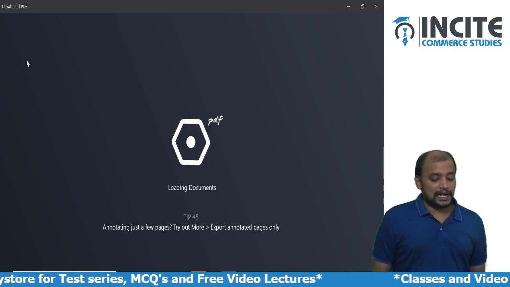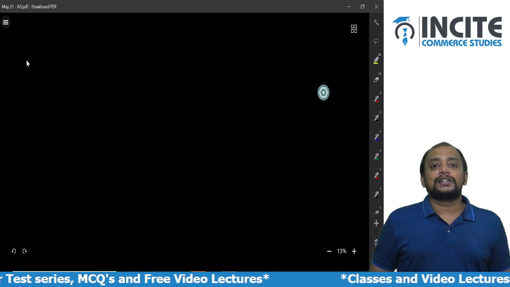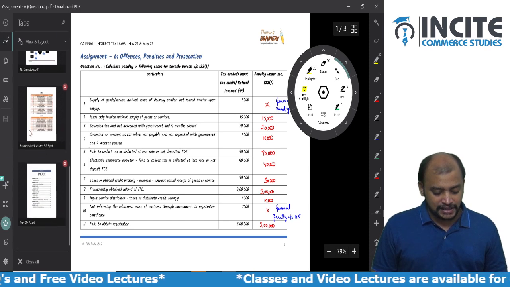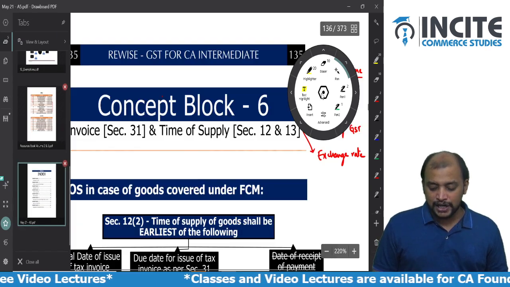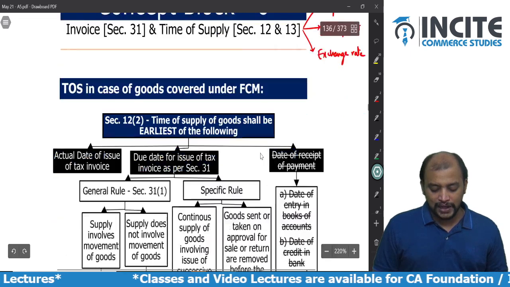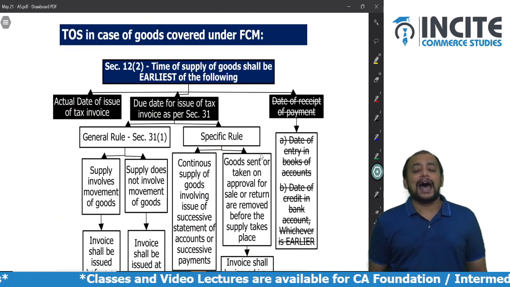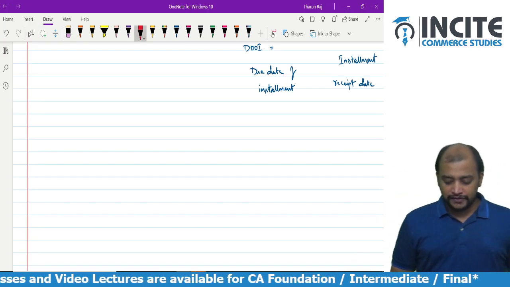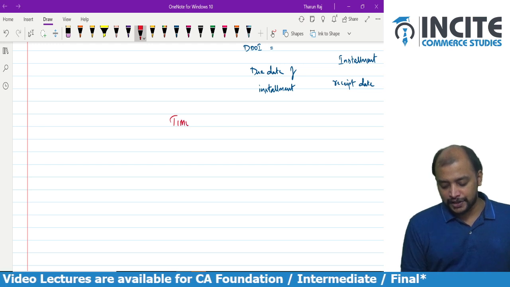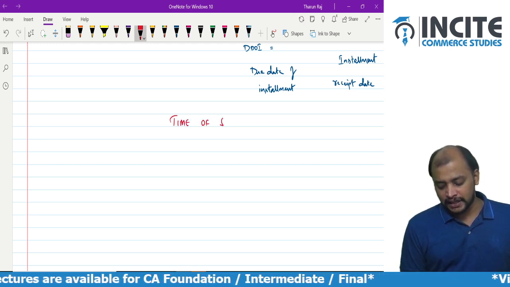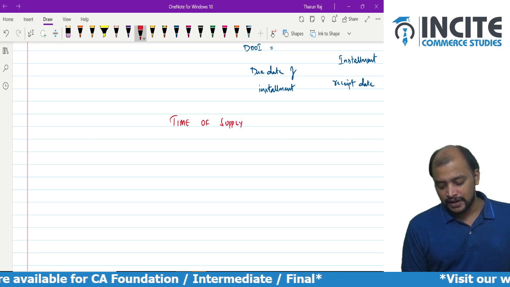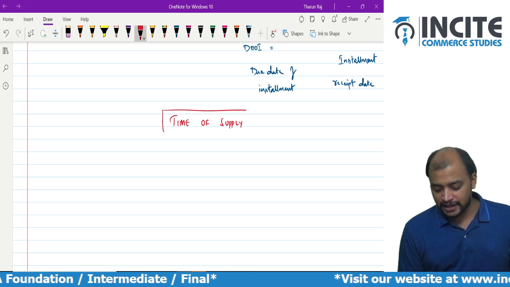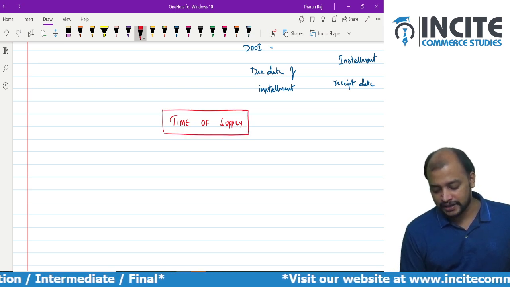Sir, what will be taken as the provisions of time of supply? So time of supply in case of goods is given under section 12 and in case of services is given under section 13, correct? So now have a look into this section 12. I'm just giving you the arrangement of the sections to remember easily. The provisions of time of supply differ in case of goods and services with respect to only a few cases, not all. Let's try to understand that.